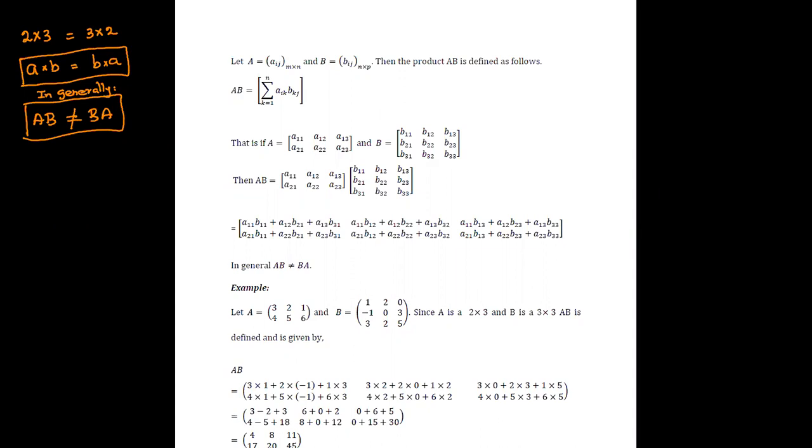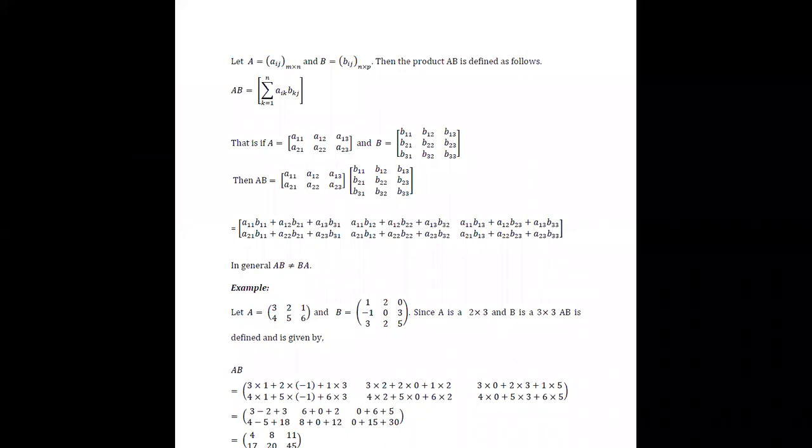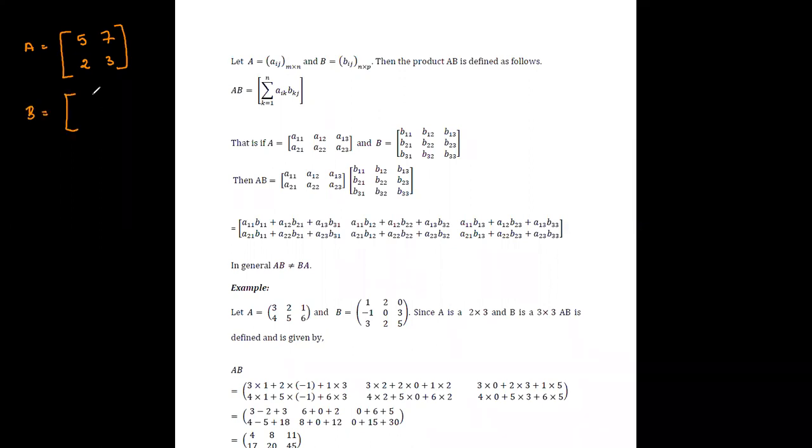Here, if you perform this calculation, we'll take matrix A as 5, 7, 2, and 3. And I'm letting matrix B as 1, 2, 3, 4.